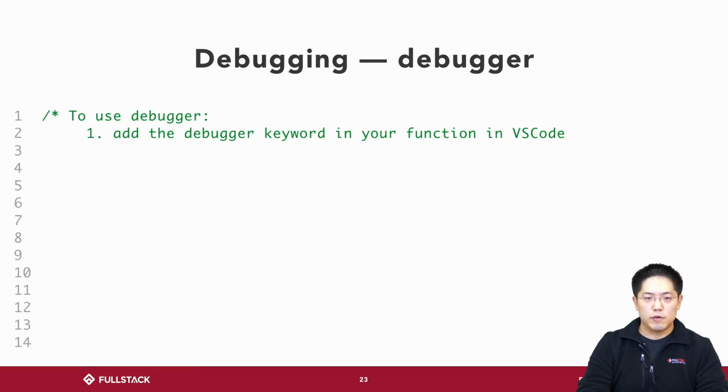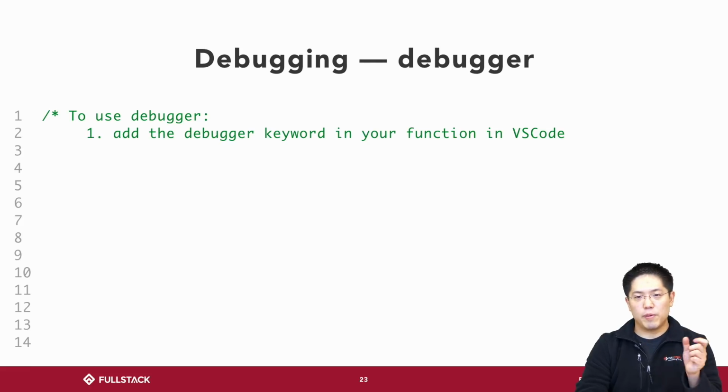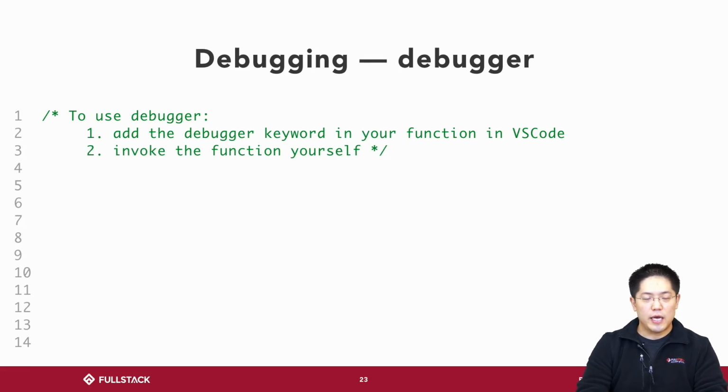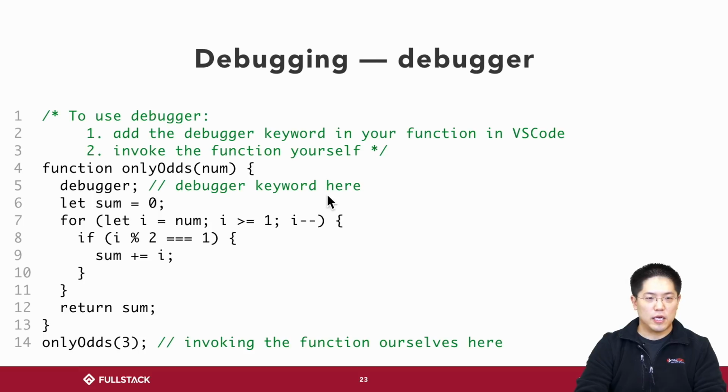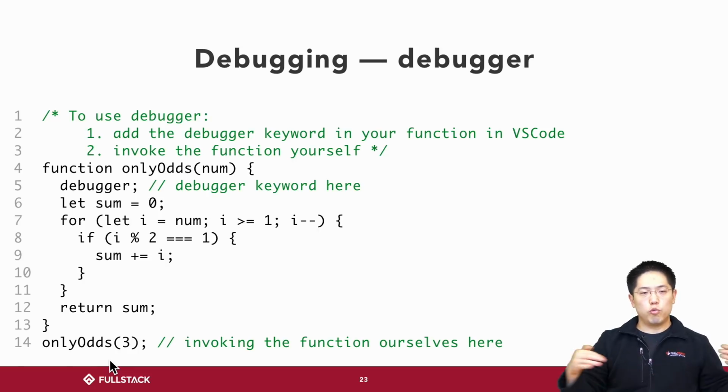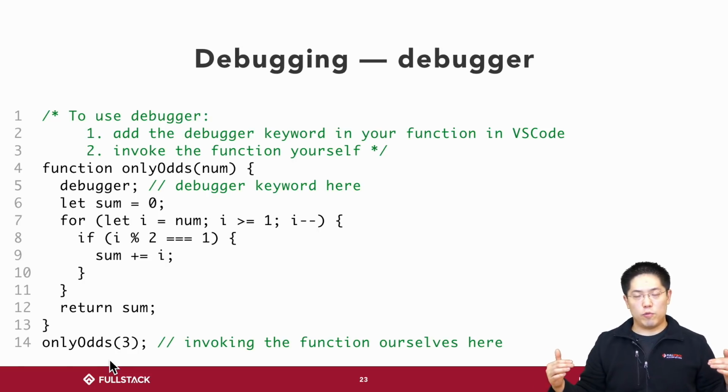So to use a debugger, all we have to do is anywhere in our code, we just put the debugger keyword. We put that into any place in VS Code that we want to test, and then we invoke the function that calls it. So you see here on line 5, we put the debugger keyword inside our only odds function, and then we call only odds. And then what happens here is that if we run this inside VS Code, it will stop the whole world on line 5 and then let you do what you want to do.